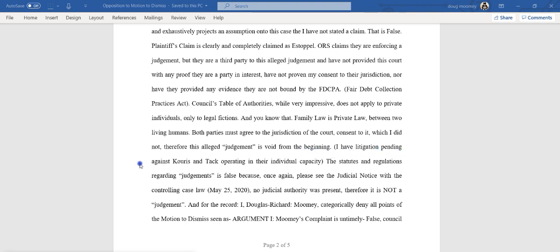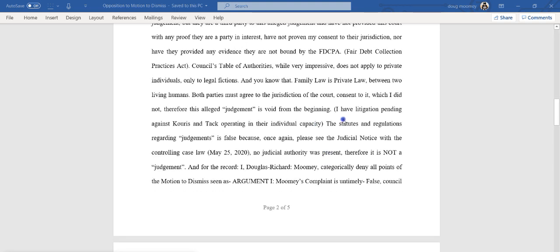I have litigation pending against Chorus and TAC operating in their individual capacity, and I'm drawing those up right now. The statutes and regulations regarding judgments is false because, once again, please see the judicial notice with the controlling case law that I sent. We just did that yesterday. No judicial authority was present, therefore it is not a judgment. And for the record, I, Douglas Richard Moomey, categorically deny all points of the motion to dismiss as argument.